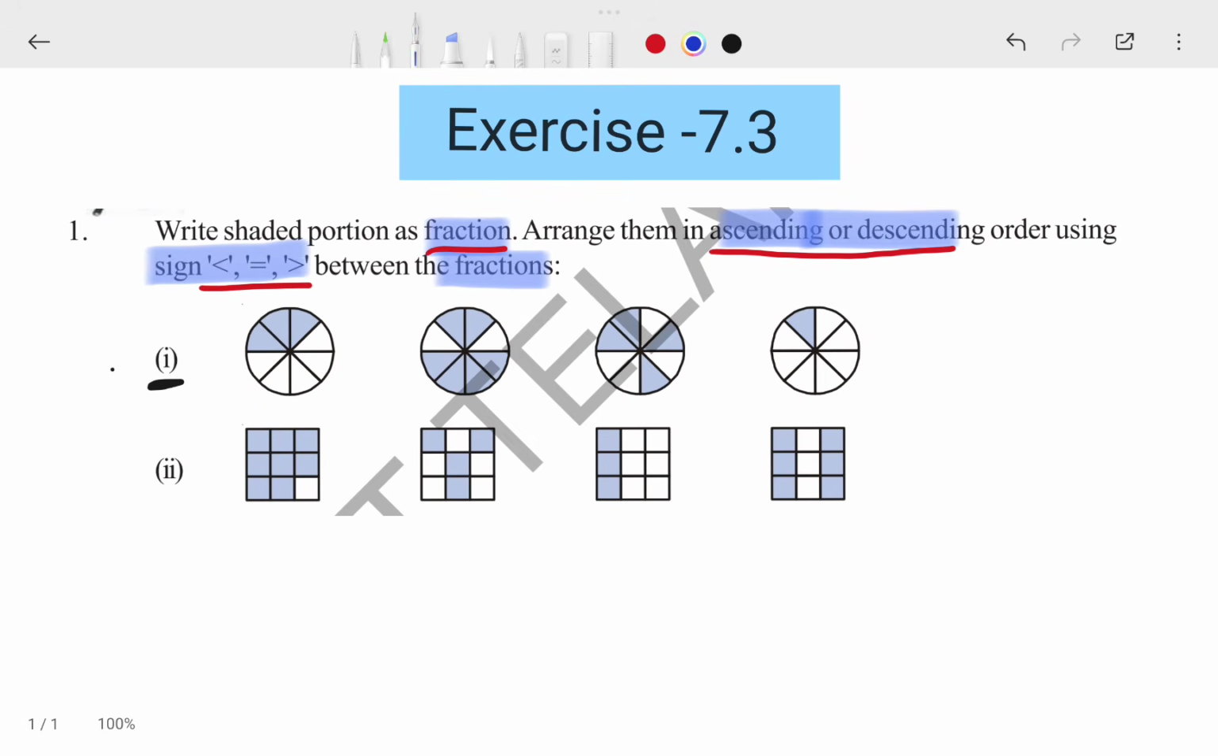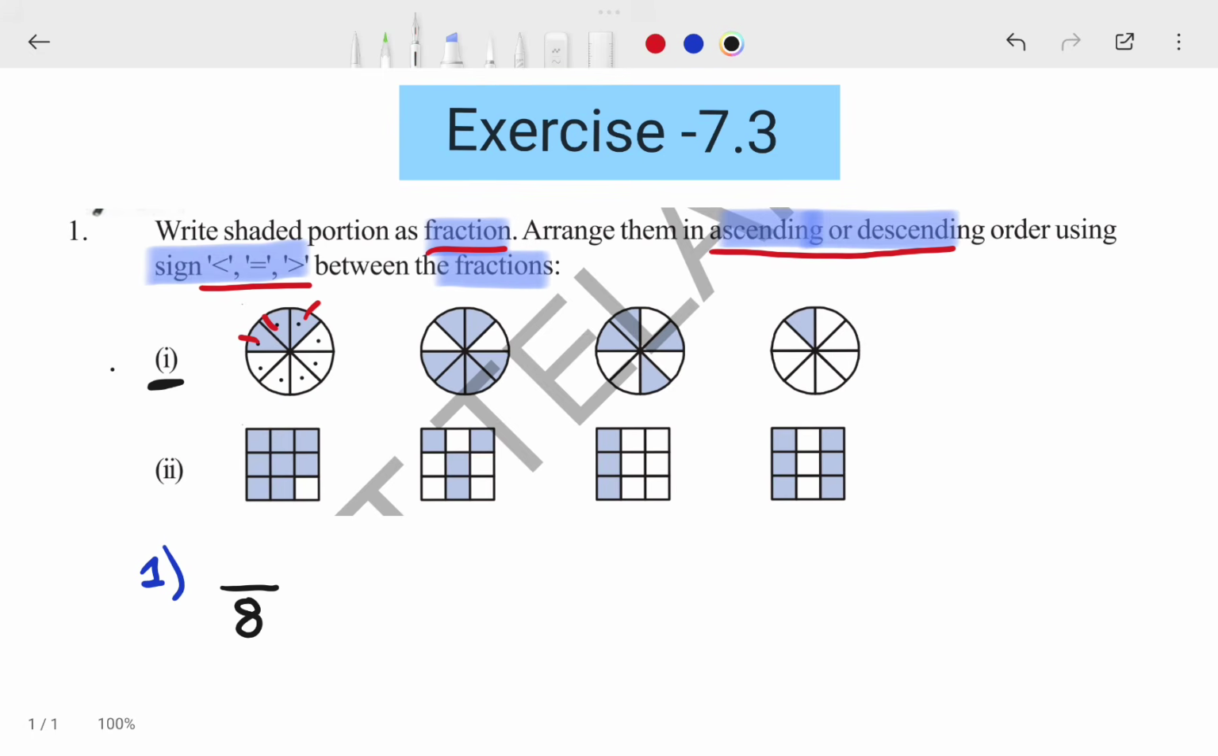Let's start with the first one. I'm writing this first one only. First of all, let's count how many boxes there are. If you count, this is 1, 2, 3, 4, 5, 6, 7, 8. So there are a total of 8 slides. How many boxes are there here? 8 boxes. In the 8 boxes, how many colored boxes are there? If you see, 1, 2, 3. 3 are shaded.